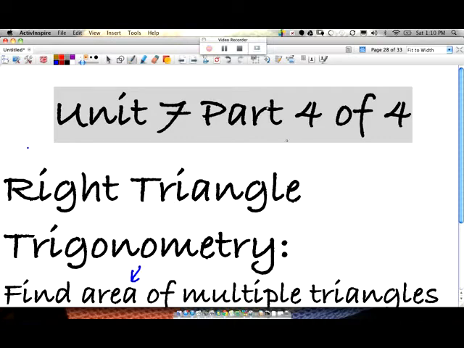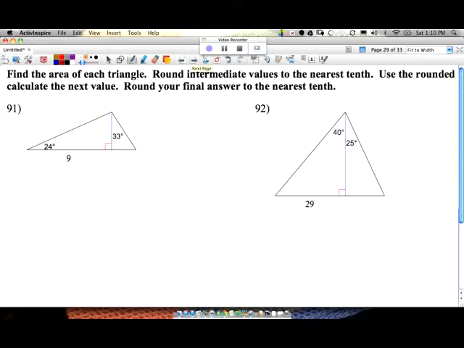of multiple triangles. Okay, so key thing all along here, remember that the area of triangles is 1/2 times the base times the height. As long as you remember that, this will be easy. So, start with that. Let's see what we got. Find the area of each triangle, rounding as directed. Okay, the area of each triangle.